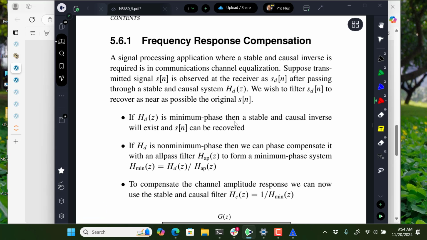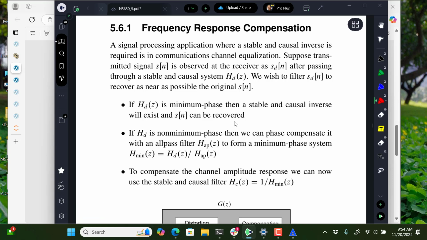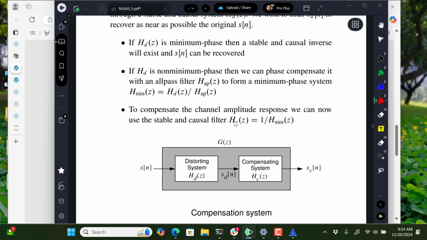So now we'll go into something that helps out with the exam problem, frequency response compensation. So if we have a minimum phase system, that means it's stable and it has a causal inverse. We talked about inverse systems last time. Remember, the inverse system is just taking the system, flipping it over, but we had to have both poles and zeros inside the unit circle, otherwise it would bounce out to be something with a pole outside the unit circle.